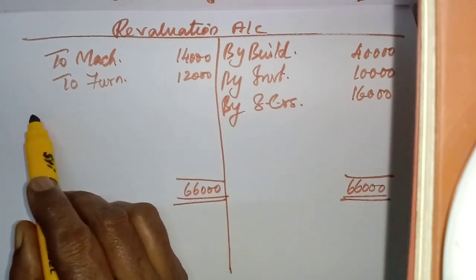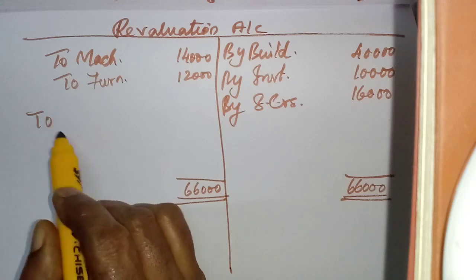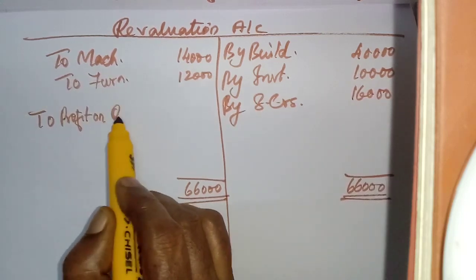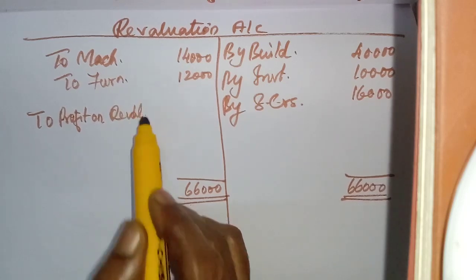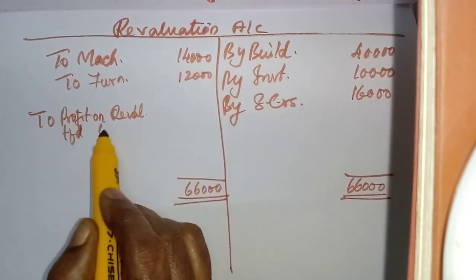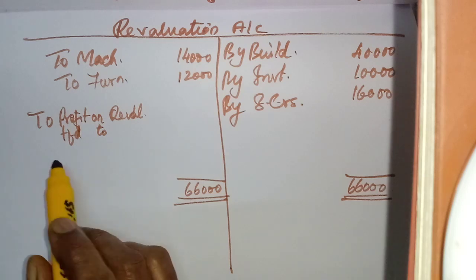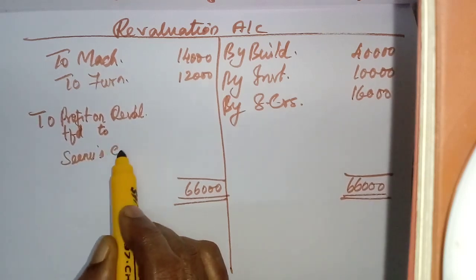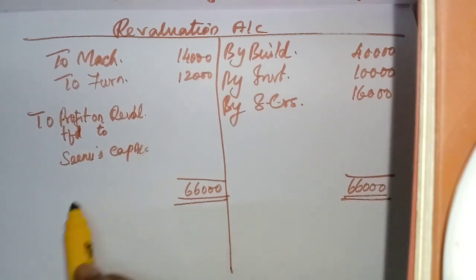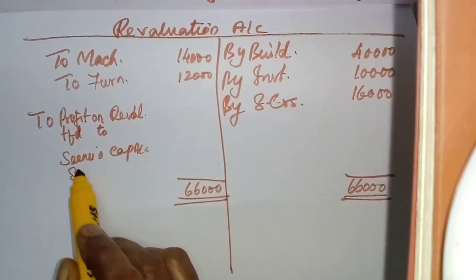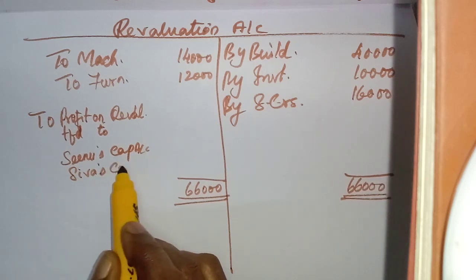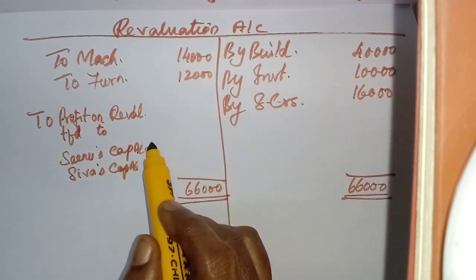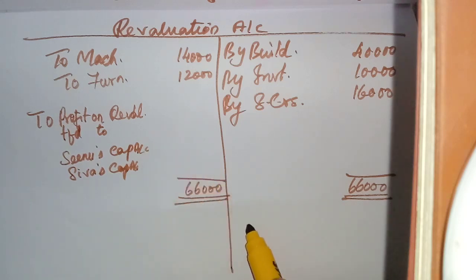So we can write to profit on revaluation transferred to the old partners: Sino's capital account, then Siva's capital account. Okay, inner column we have to write. Okay, this 40,000 should be shared.